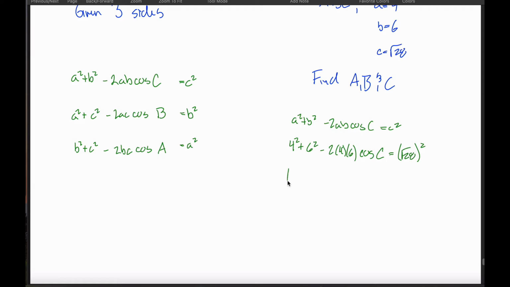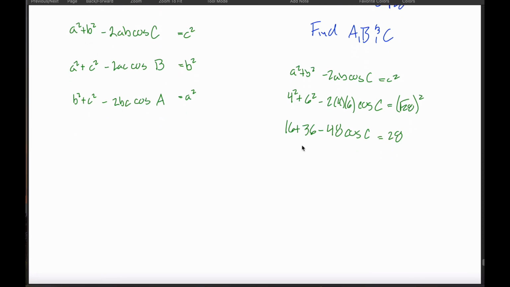Let's see what ends up happening. I get 4 squared is 16, 6 squared is 36, minus 4 times 6 is 24, times 2 is 48. So I get minus 48 times the cosine of C, and that's equal to 28, the square root of 28 squared. Be careful here. Common mistake is people take 16 plus 36 minus 48. You can't do that. This 48 is getting multiplied by the cosine of C. You could take 16 plus 36 if you feel like it and figure out that that's 52. And then you have 52 minus 48 times the cosine of C. At any rate, that's equal to 28.